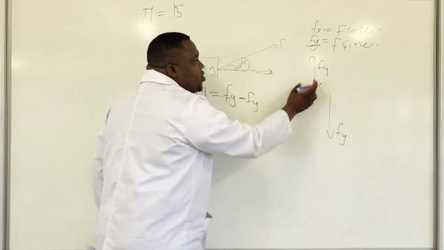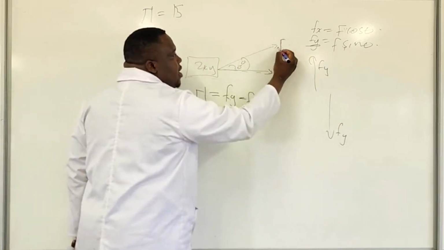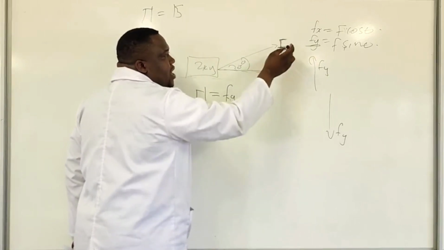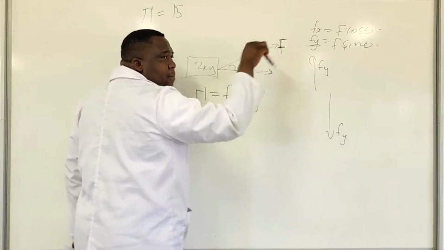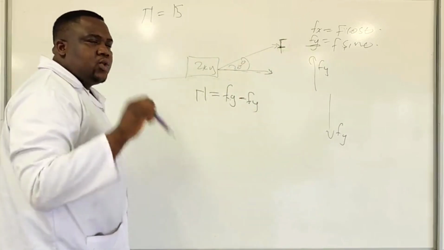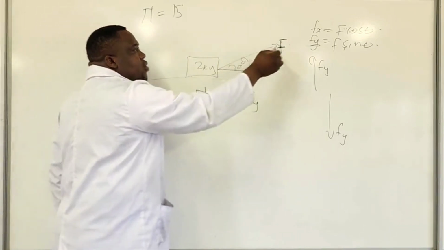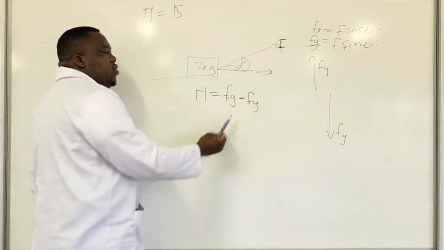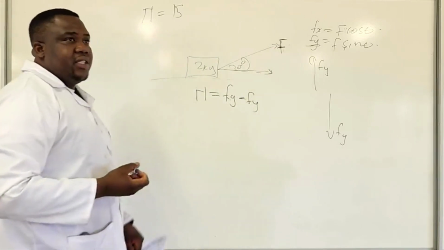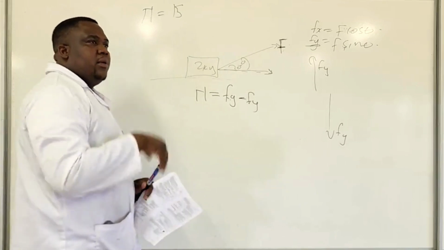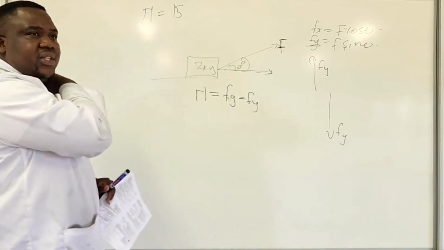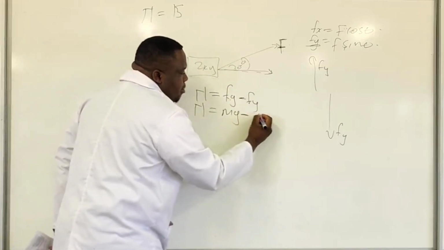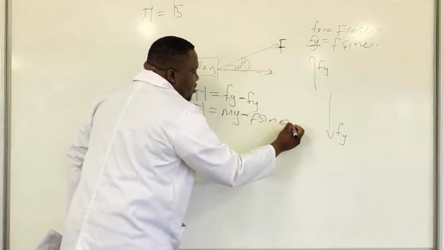Can you see? We're subtracting because Fy is going up and Fg is going down. How do we know that Fy is going up? It's because Fy is the component of force F, and force F is going up, so its vertical component will be going up. If force F was going down, its vertical component would be going down, and we would add it to the gravitational force because they would both be going down. You understand? So normal force is equal to mg minus F sine theta.